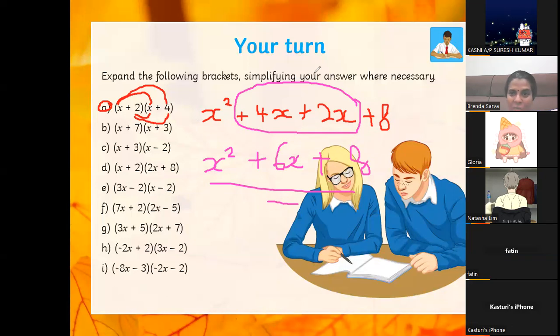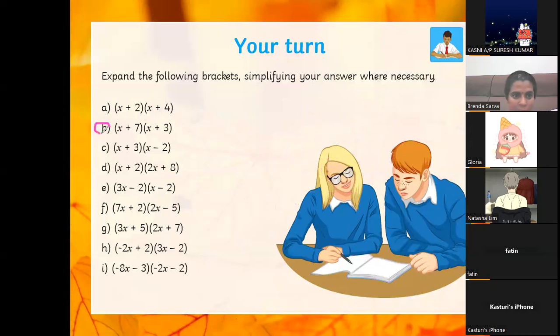Let's try now. Number 2. Give a try to number 2, to B. Slowly, girls, you will get it. Eventually, you'll get it. All you need to do is put your arrow in. Use the FOIL method.